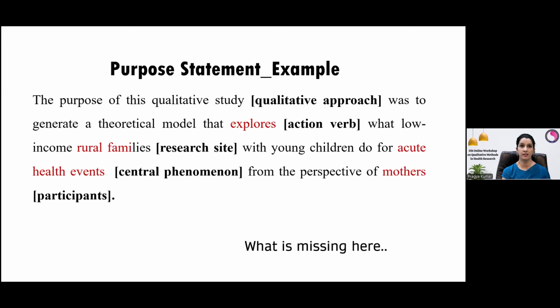So like I can write here something different, not related to the communication barrier, just as an example. If I say that the purpose of this qualitative study was to generate a theoretical model that explores what low-income rural families, which is the research site here, with young children do for an acute health event, and the acute health event is the central phenomena, from the perspective of mothers. If my statement is this, what should be the component, what is missing in this purpose statement?